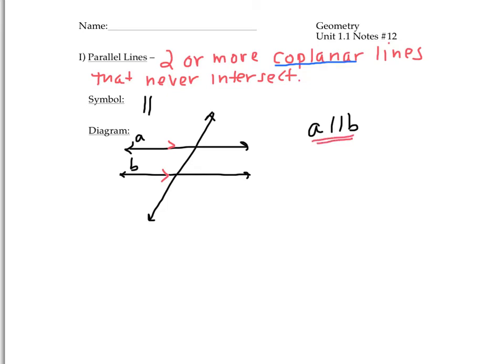Now it could be a single arrow or might be a double arrow like that. And in some cases, the arrows are filled in. It just depends on who's drawing the picture. So what that might look like is like a little solid arrow. It's hard to draw this. So again, that would indicate that those two lines are parallel to one another.